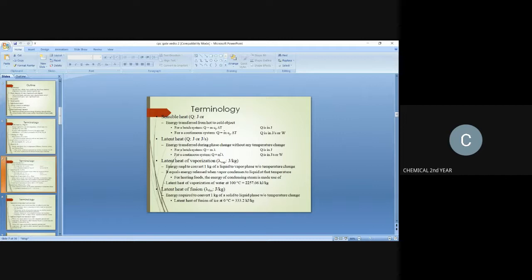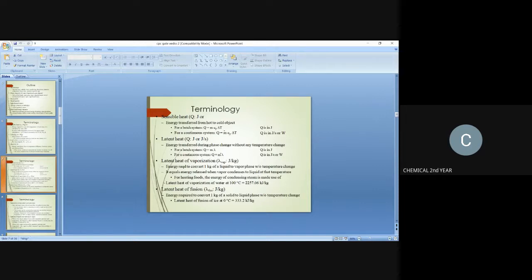Next, latent heat, represented in joules or joule per second. It is defined as the energy transferred during a phase change without any temperature change. For a batch system, Q is equal to m lambda. Here Q is in joules. For a continuous system, Q is equal to m dot lambda. Q is in joule per second or watt.